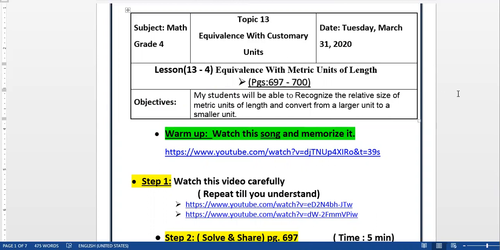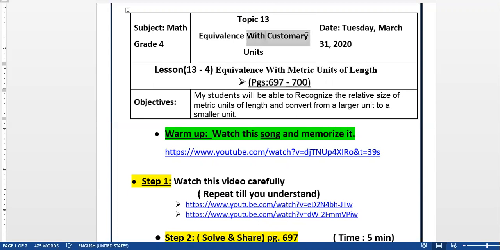And today we will talk about equivalence with metric units of length. During the last week, we were talking about equivalence of customary units of length, which were feet and inches and yards and so on. And yesterday, I told you that there is a difference between customary units and metric units.